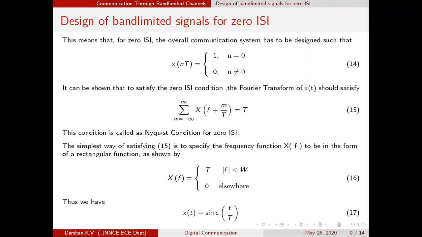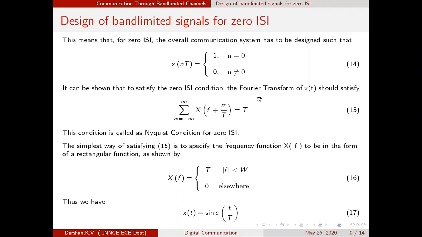So any x of t should satisfy equations 14 and 15 for zero ISI. Now the next topic is, what are the examples of x of t? We are always saying that x of t should satisfy this, x of f should satisfy this. So give me an example of x of t. That is the question.